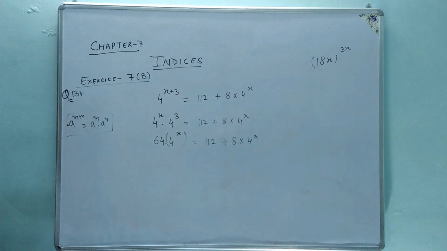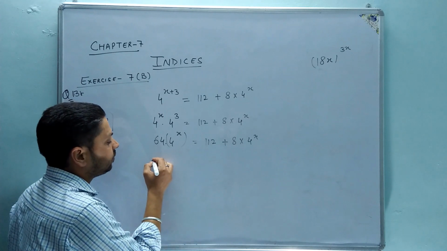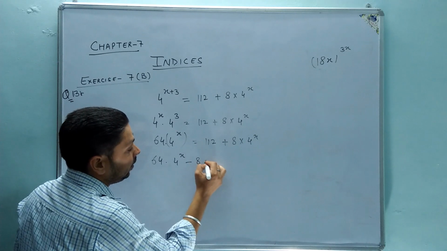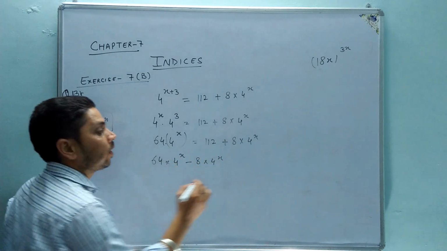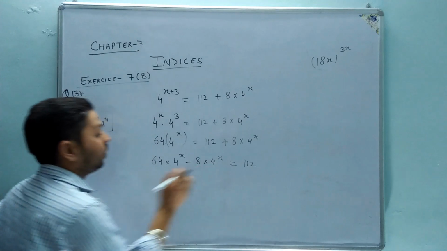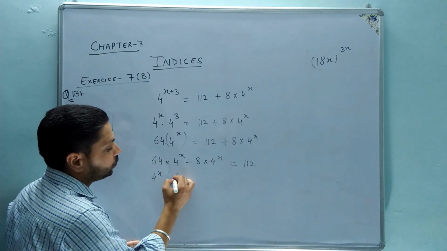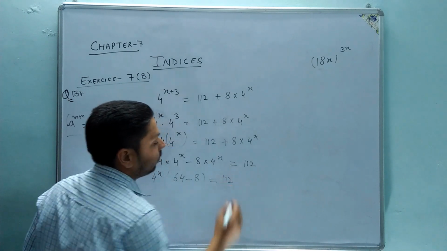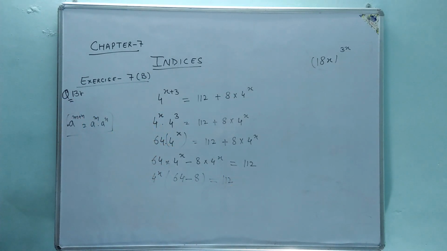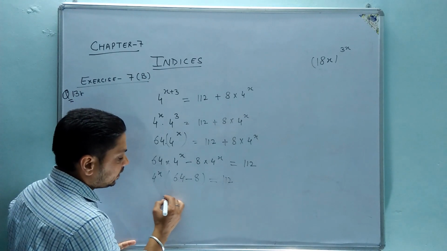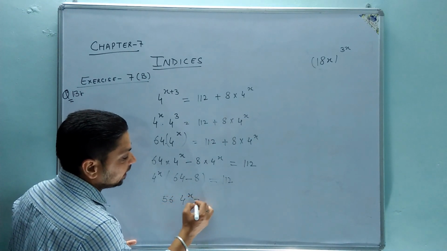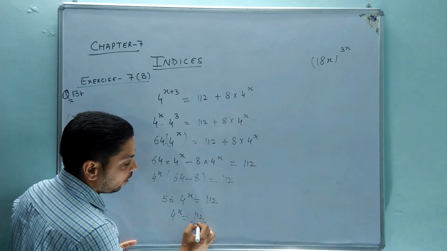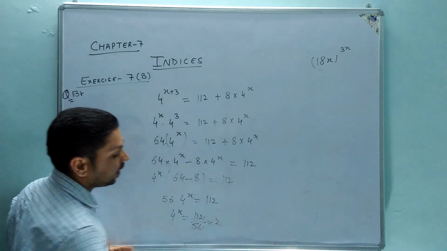Take the 4 raised to power x terms on one side and the constant term on the other side. This will give you 64 into 4 raised to power x minus 8 into 4 raised to power x is equal to 112. Take 4 raised to power x common. It will give you 64 minus 8 times 4 raised to power x is equal to 112. Now 64 minus 8 is 56. So 4 raised to power x is equal to 112 upon 56. On cancelling we have 2.